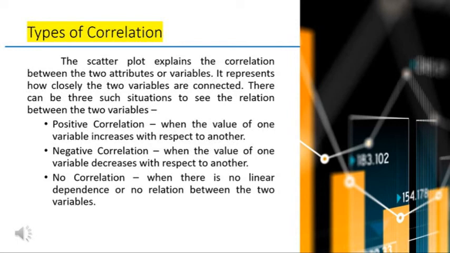Reverse. The third one is no correlation, when there is no linear dependence or no relation between the two variables. So it will happen if the value of the coefficient of correlation is equal to 0. It means that the two variables have no relationship at all.